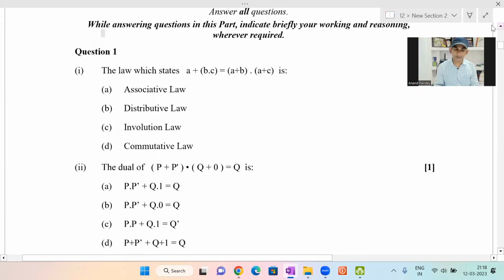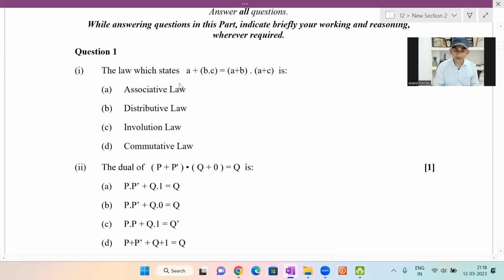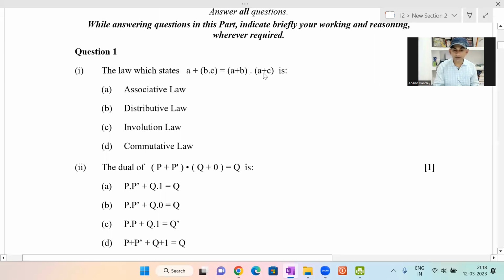See the first question. The law which states (A + B) · C = A · C + B · C. If you know the law but you don't know its name, then there is a problem. If you know the name but you don't know the law, then also a problem.